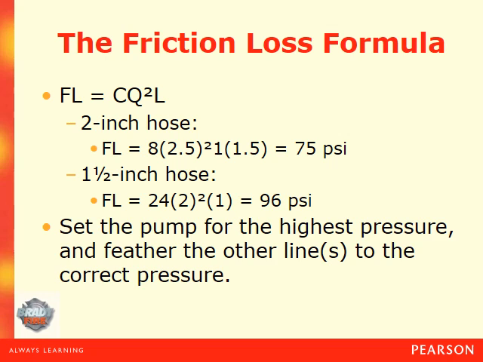Going to our second line, our friction loss is going to be our coefficient, which is 24. Our GPMs are now going to be 2, so 2 times 2 is 4, and then our length of hose is only 100, so we divide that by 100, and that gives us 1. You multiply everything out, and our answer is 96 psi.